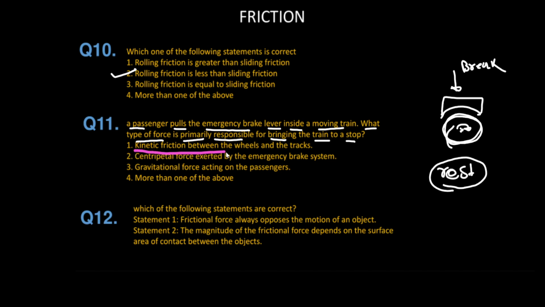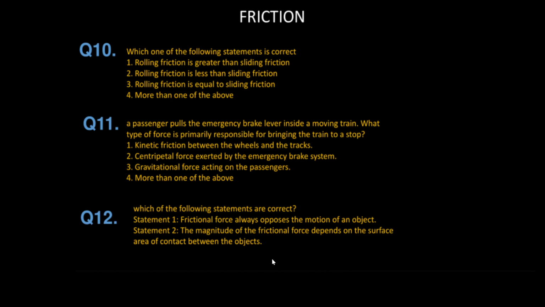The kinetic friction between the wheel and the track. It is asking what type of force is primarily responsible for bringing the train to stop. Kinetic friction between the wheel and track, or we can say the centrifugal force exerted by the emergency brake. Centrifugal force, no. Gravitational force, no. So due to the friction between the wheel and ground, this train comes to rest. So option number one will be the correct answer. Here it is the kinetic friction between the wheels and the track.